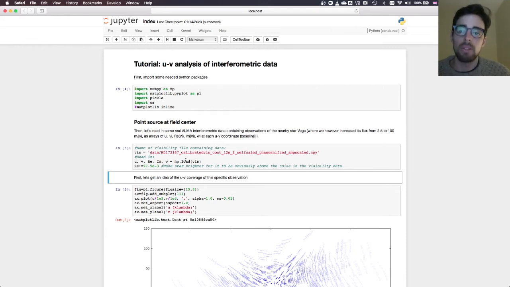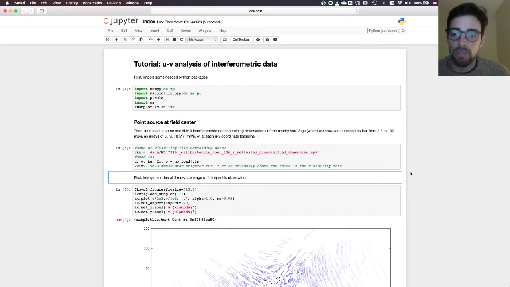And then the final thing I'm doing here is basically injecting extra flux in the star to make it brighter and more obvious, so that it becomes clear when we look at the visibilities what we're trying to get to. So, bear with me there.